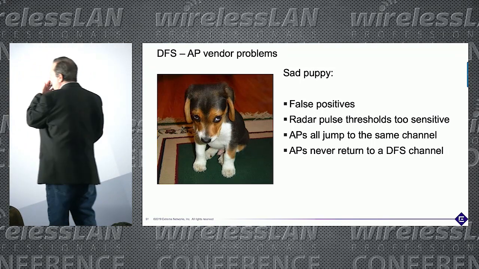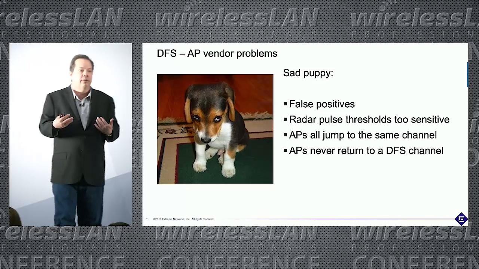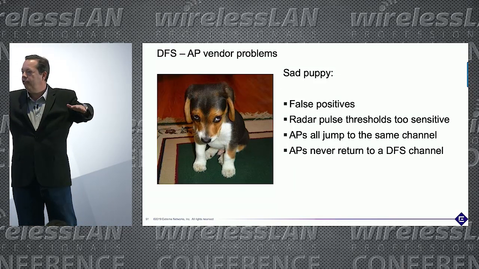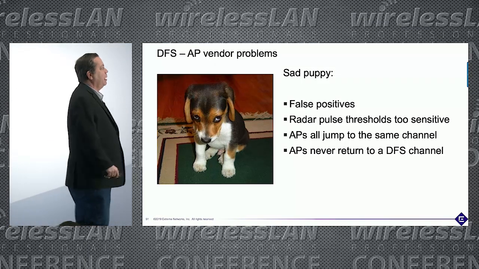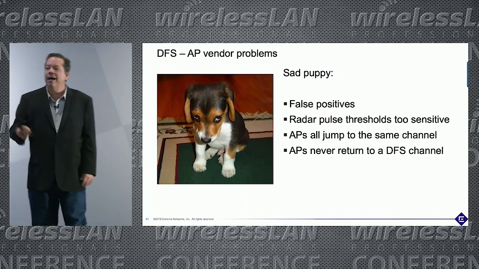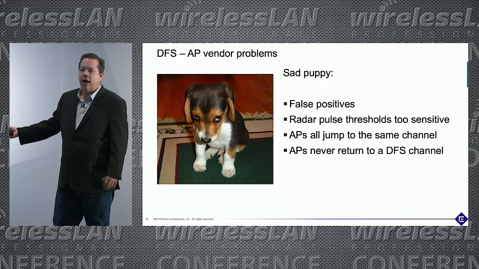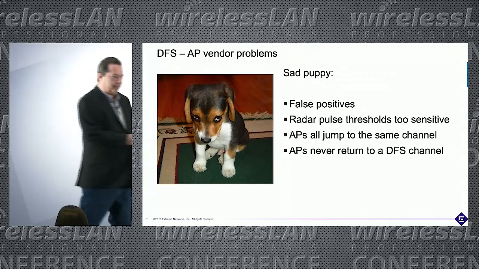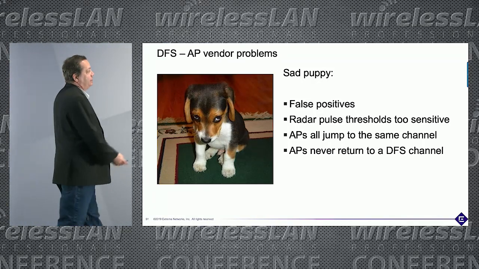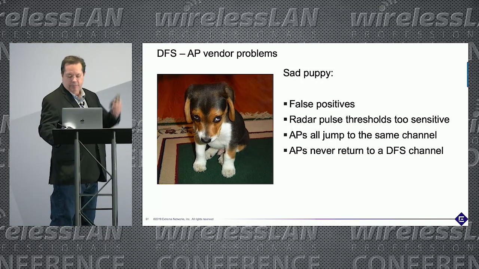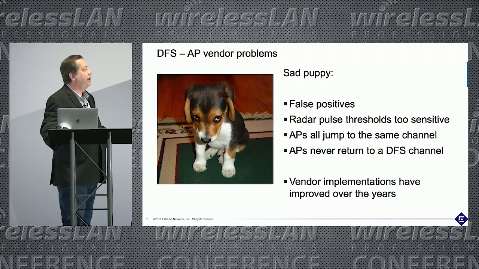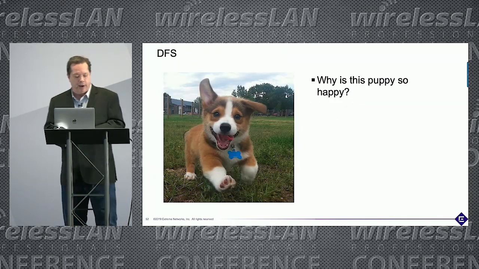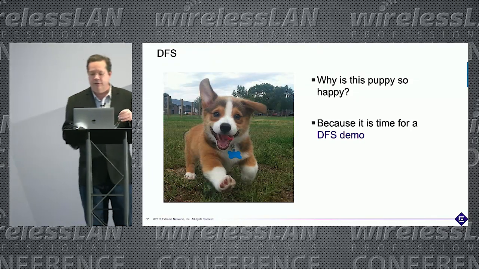And then you see vendors that would all jump to the same channel. Most vendors now will move around between the different channels, and not jump just to one channel. And then sometimes you'll see vendors that jump to a channel but never return to their original DFS channel. I might have seen that at a hotel in Phoenix somewhere. I'm sorry, this broke. So vendor implementations have improved over the years, or have they? Why is this puppy so happy? Because it's DFS demo time.